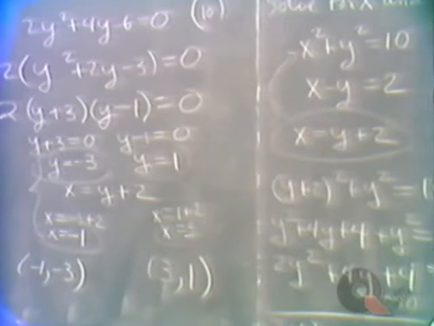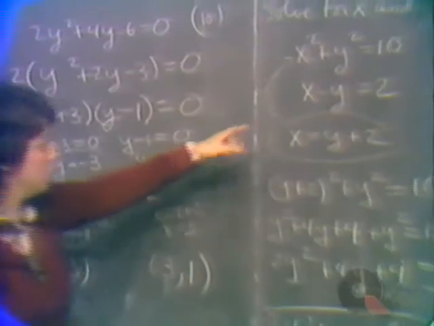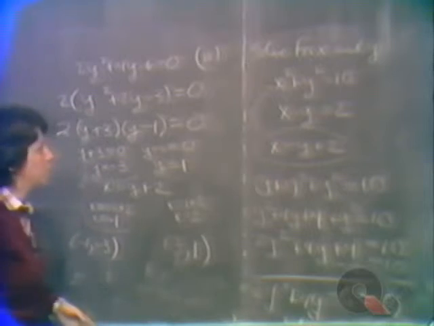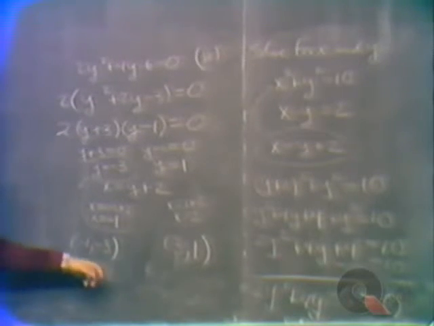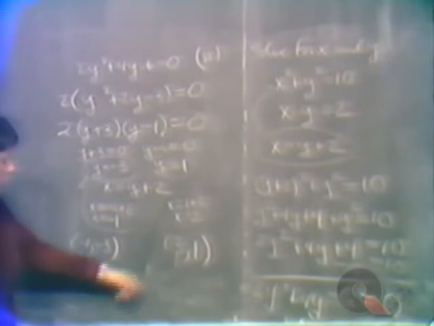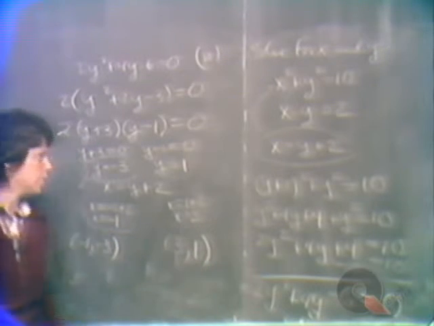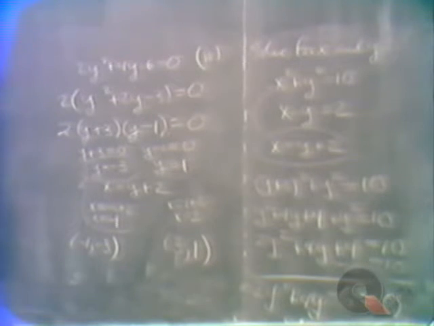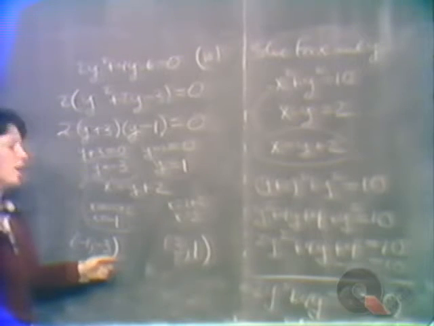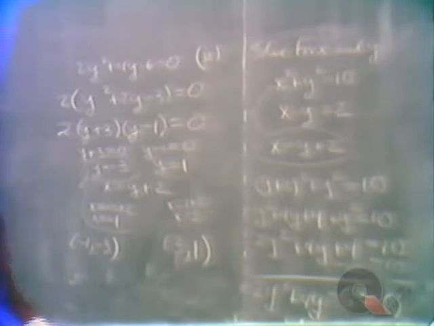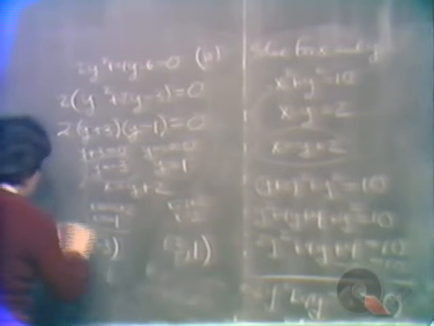We have to check them. Obviously, they satisfy the second condition, that x minus y equals 2, because that's how we got them. Here it works, and there it works. And x squared plus y squared has to be equal to 10: 1 plus 9 equals 10, and 9 plus 1 equals 10. So they do check out.